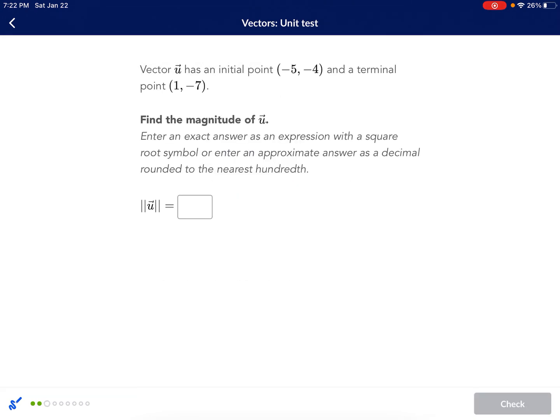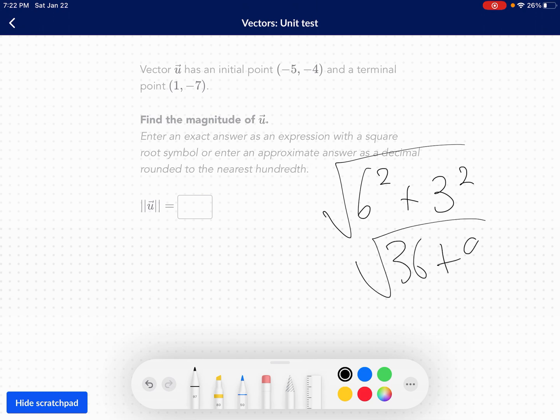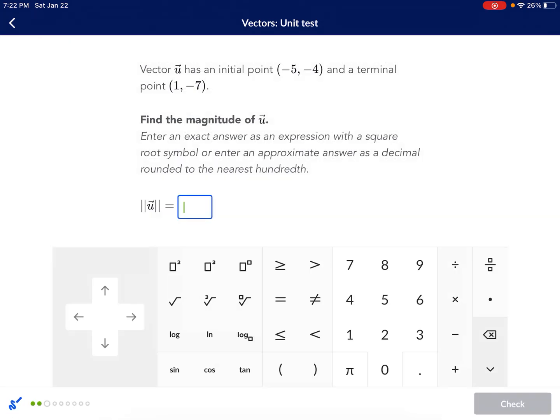Nice. Find the magnitude. So the difference in x is 6. So 6 squared plus the difference in y, which looks like 3 squared. Square root of that, so 36 plus 9, square root of 45, and it says we can put a square root symbol, so I'll just put a square root symbol for 45.